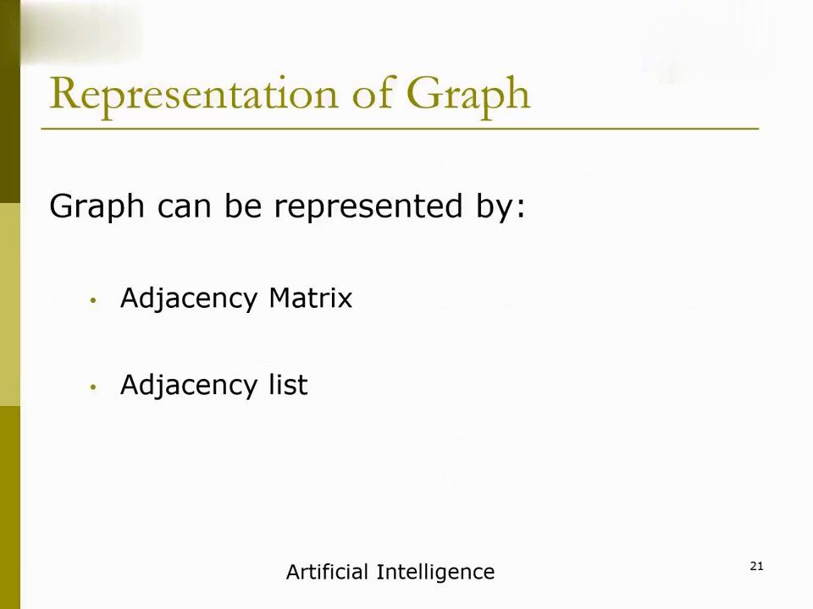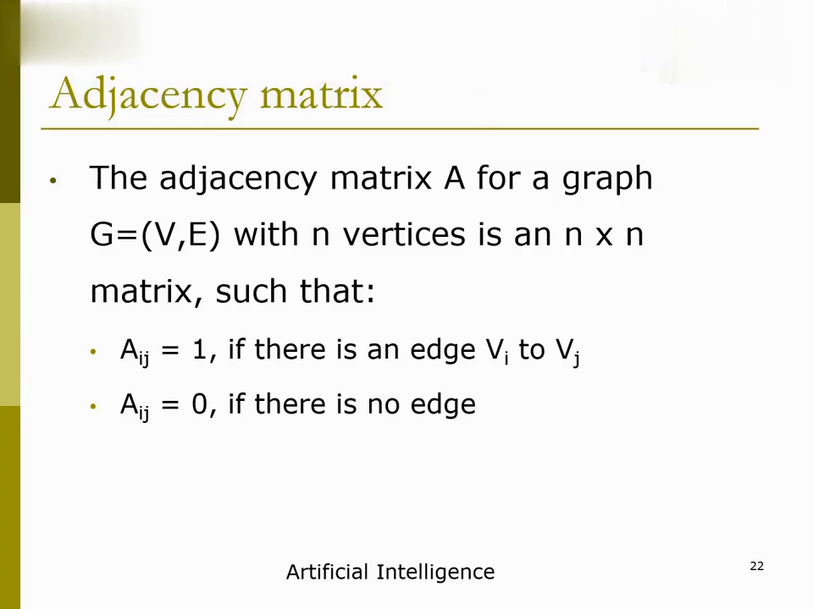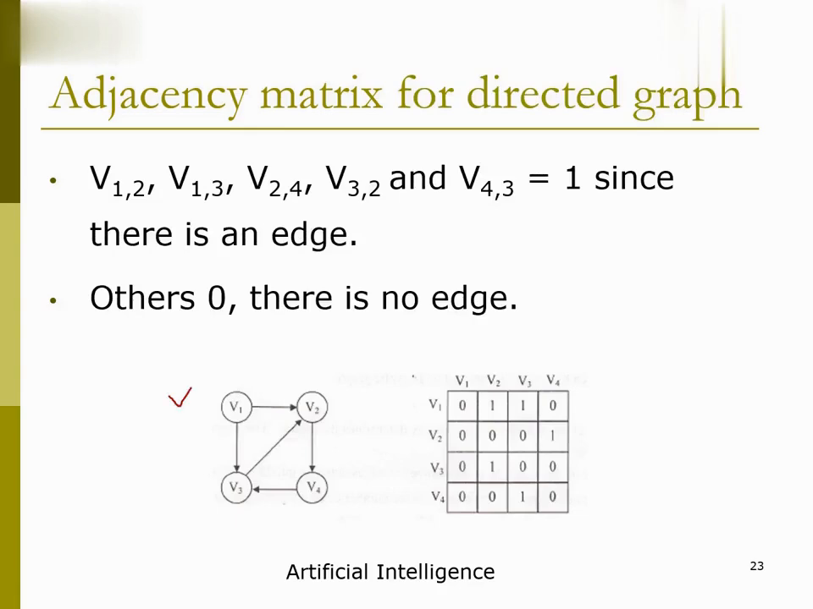Representation of a graph. A graph can be represented by an adjacency matrix or an adjacency list. The adjacency matrix for a graph G with n vertices is an n by n matrix. A[i][j] will be 1 if there is an edge from Vi to Vj. It will be 0 if there is no edge. For this graph, this is the adjacency matrix. We have 4 vertices, V1, V2, V3, V4.